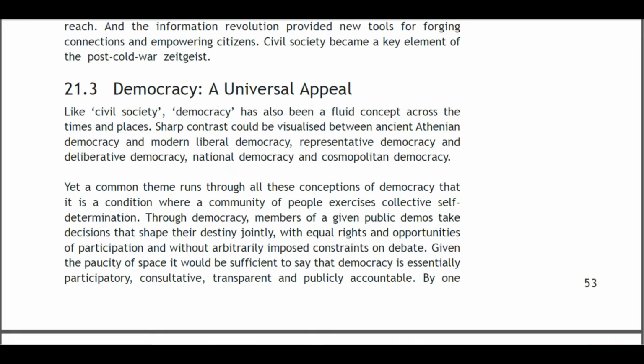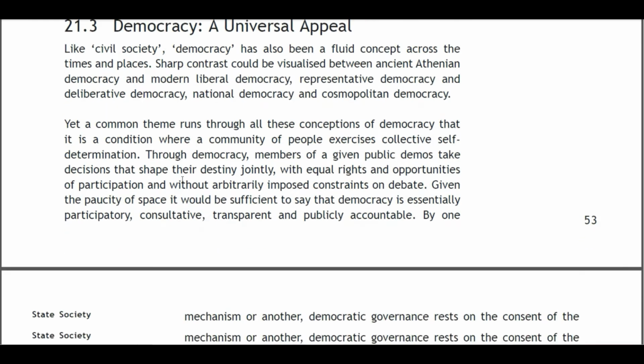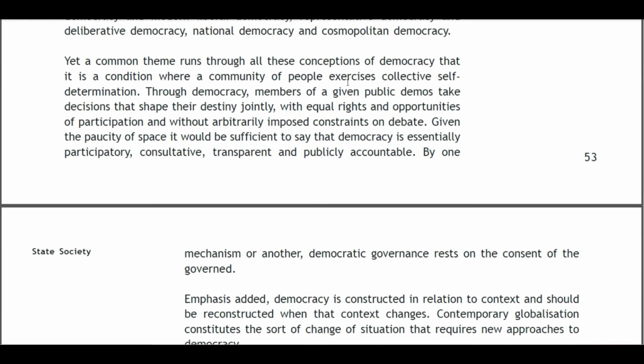21.3 Democracy, a universal appeal. Like civil society, democracy has also been a fluid concept across the times and places. Sharp contrast could be visualized between ancient Athenian democracy and modern liberal democracy, representative democracy and deliberative democracy, national democracy and cosmopolitan democracy. Yet a common theme runs through all these conceptions of democracy, that it is a condition where a community of people exercise collective self-determination.